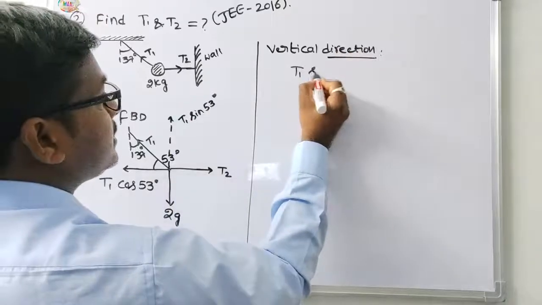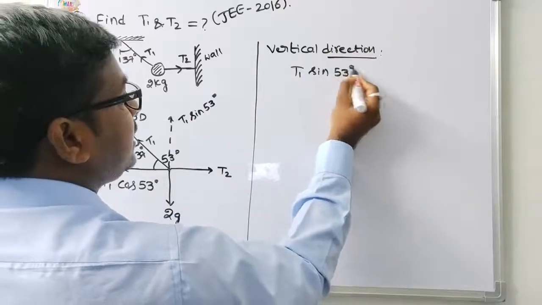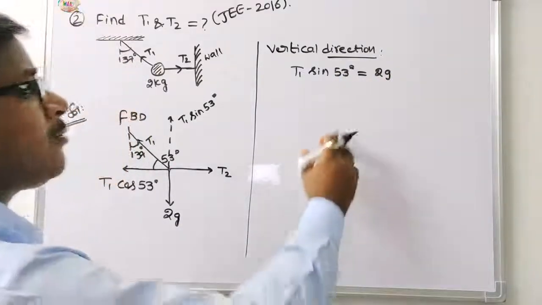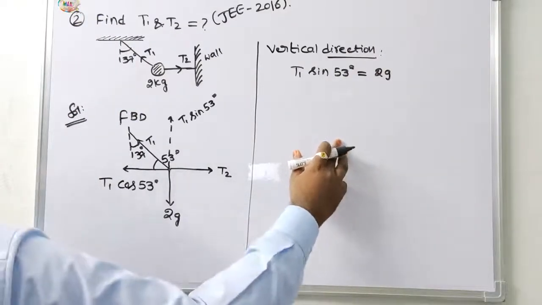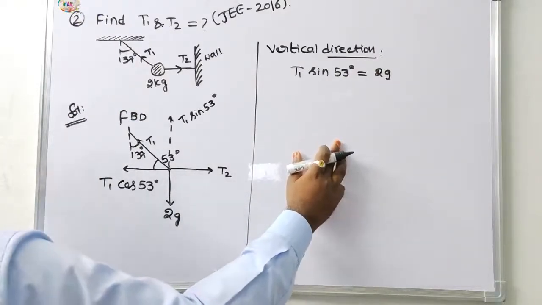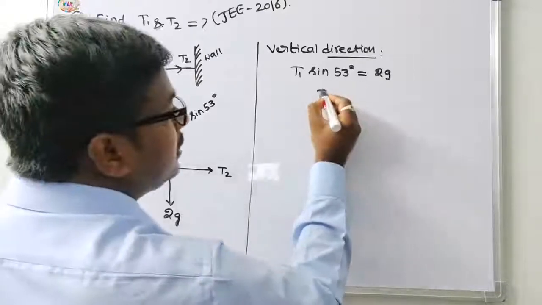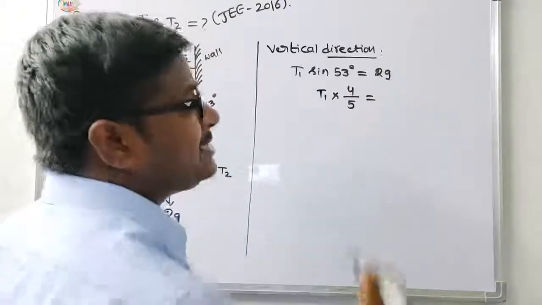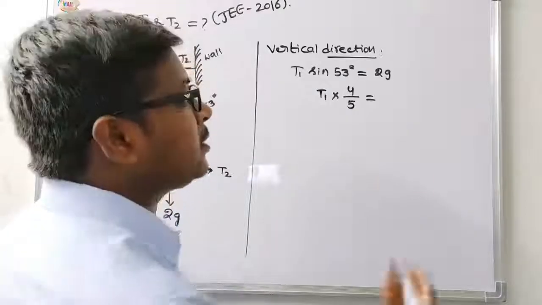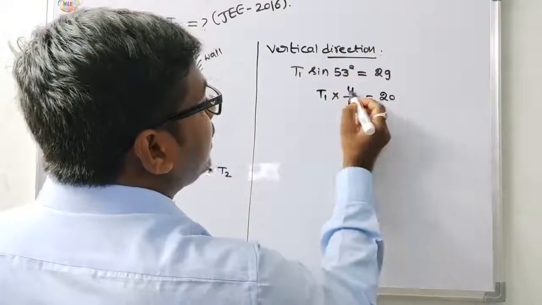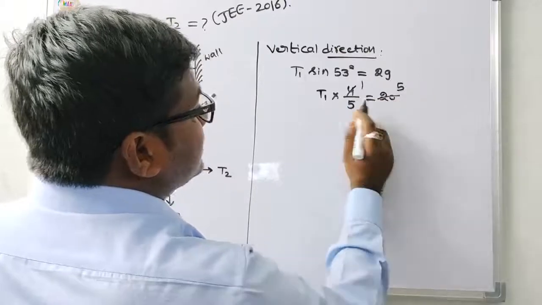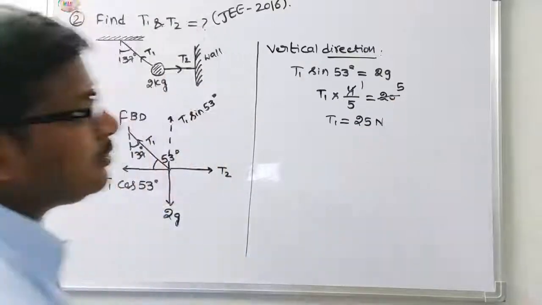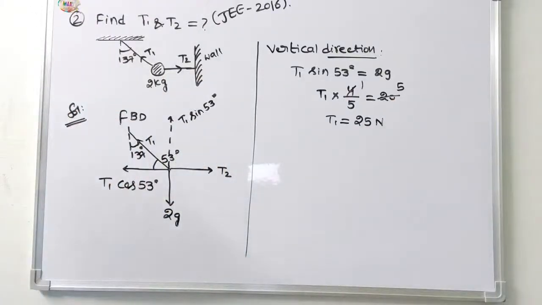T1 sin 53 degrees is equal to 2g. The value of sin 53 degrees is 4/5. So T1 into 4/5 is equal to 2 into g, where g is 10 meter per second square. 2 into 10 is 20. Cross multiplication, T1 is equal to 25 Newton. This is the T1 value.